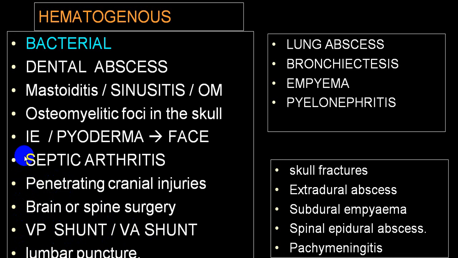While this will be the primary focus, and with low immunity or immunocompromise will easily enter into the blood and can spread to the brain. Lung abscess, bronchiectasis, empyema, pyelonephritis will usually be Staphylococcus. In case of pyelonephritis, E. coli will be most common. Skull fracture, extradural abscess, subdural empyema, spinal epidural abscess, patchy meningitis, all this will again be infection which can easily spread and give rise to meningitis and even encephalitis.